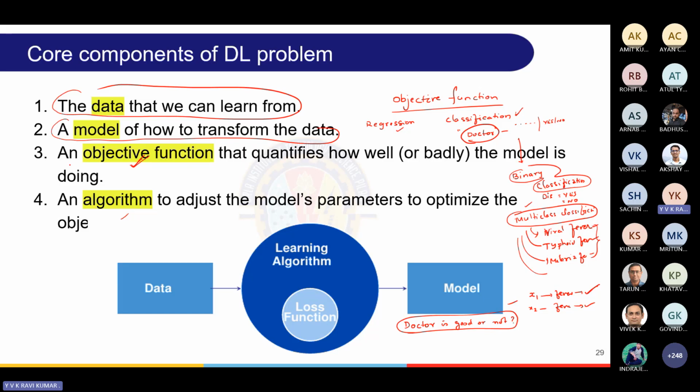An objective function quantifies how well or badly the model is doing. We will see more clearly what is meant by this. In general, these are the things.